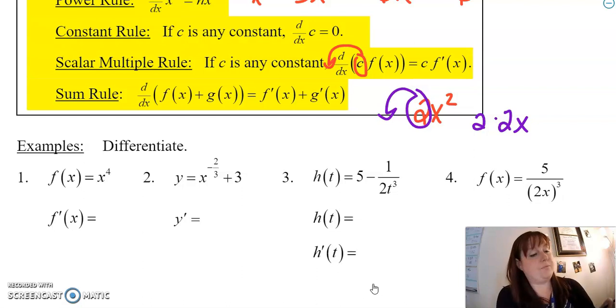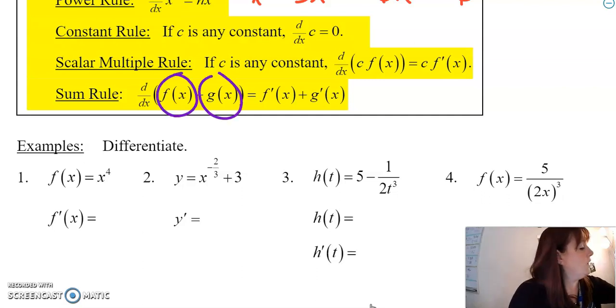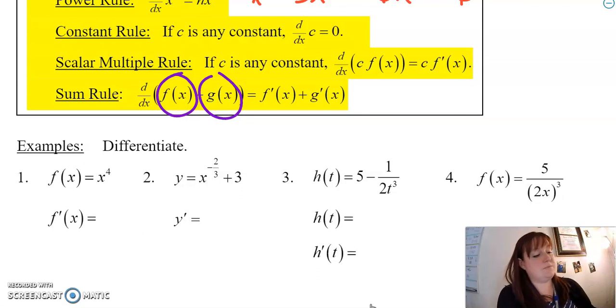That's all it says. All right, and the last rule we're going to look at for now is the sum rule. So if I have the derivative of 2 different functions together, so here's a function, and here's a function, and I have the derivative of those 2 functions, then I can just take the derivative of each function separately. So I can take the derivative of f of x and then the derivative of g of x. Let's look at this in practice. See how it actually works.